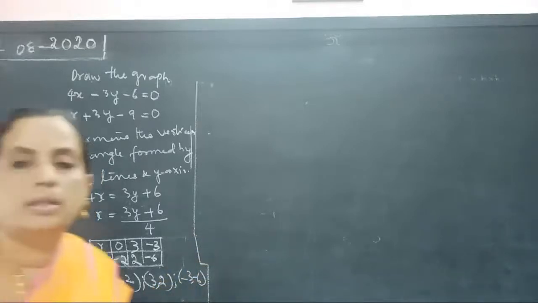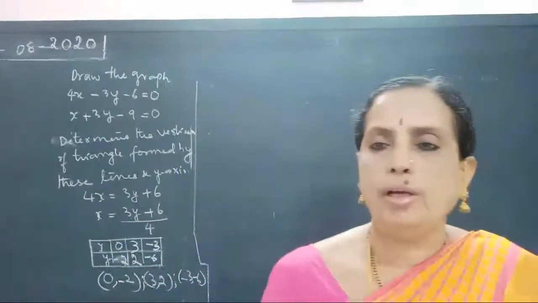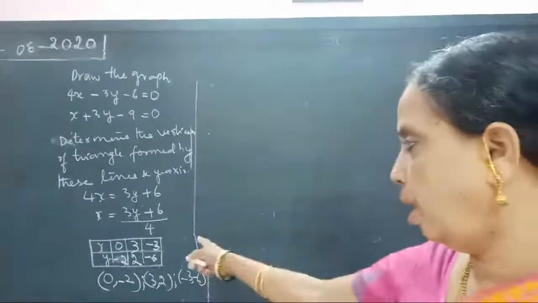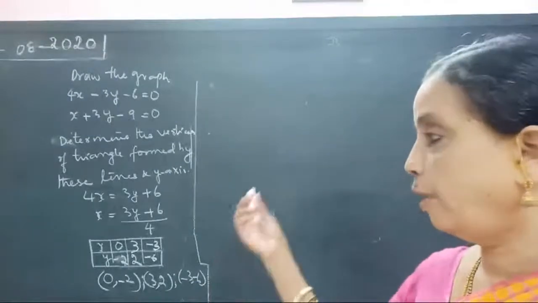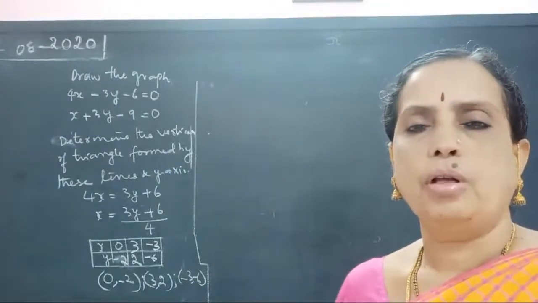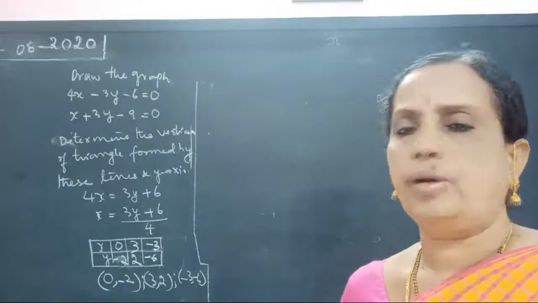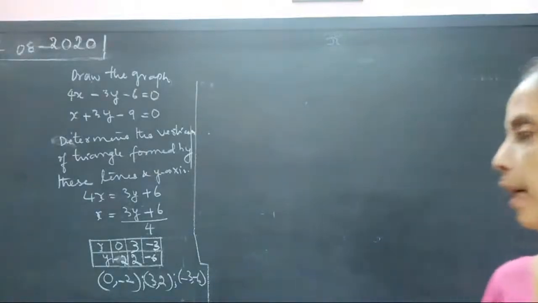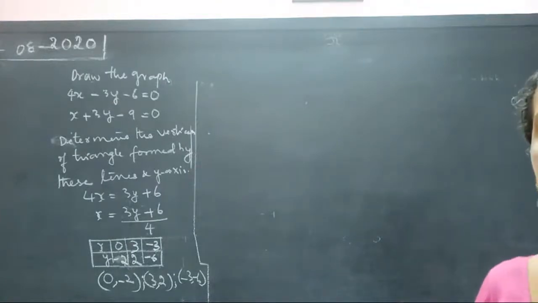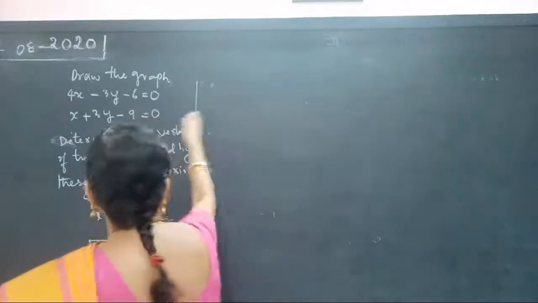Okay, now is it clear? Have you all got it? You can select any value, not only the value I had taken. You can express y in terms of x also. You can get the answer. Okay, 6 comma 6, 6 3s are 18. I took a negative value, no problem. You can proceed. Now the second equation.